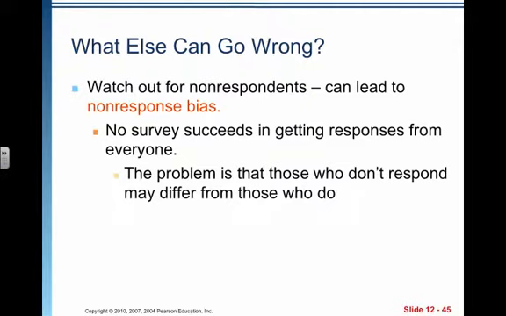So what else can go wrong? Watch out for non-respondents. That can lead to non-response bias. Even with the simple random sample, you retain that who, everything should be representative. But if the people who just flat refuse to respond have a different opinion on something than the people who do respond, you could run into problems with having biased results. No survey succeeds in getting responses from everyone. The problem is that those who don't respond may differ from those who do, and so your results aren't going to take their opinion into account.